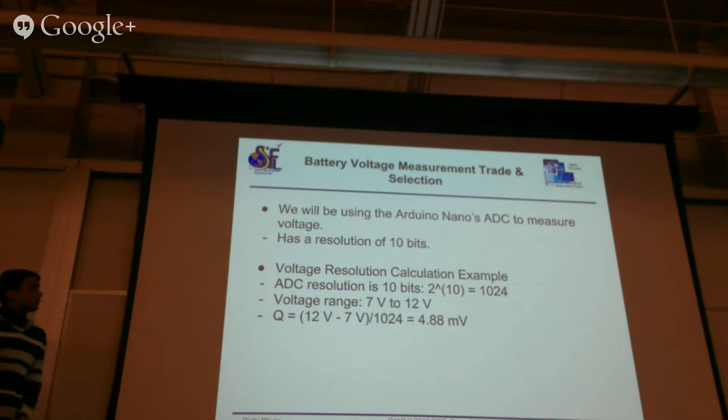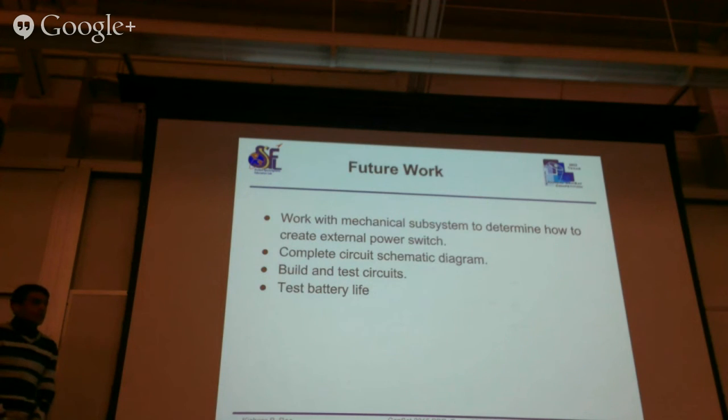For the battery voltage working, we'll be using an Arduino and built in ABC with it as a regulated 10 bits. And there's just an example calculation using the numbers of the Arduino Nano. We get a resolution of 4.88. More with the work here is that we need to work with mechanical subsystems to create the power to, and we need to keep our circuits modified and good.